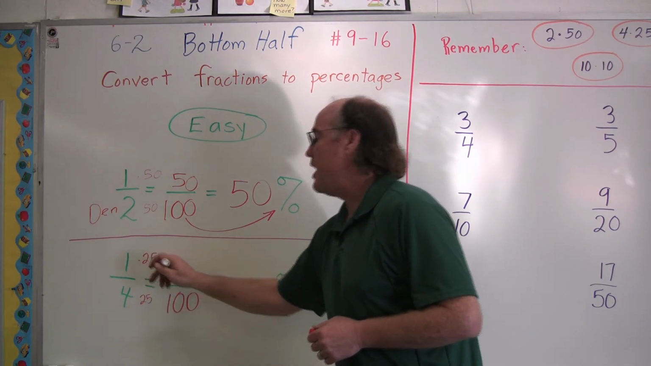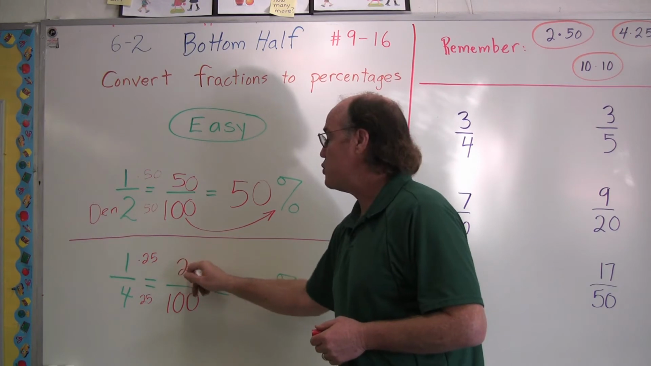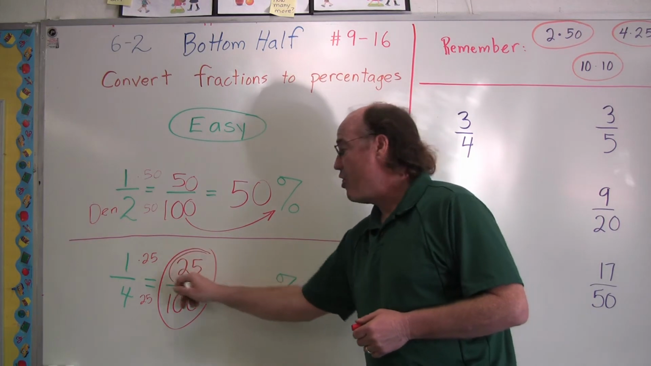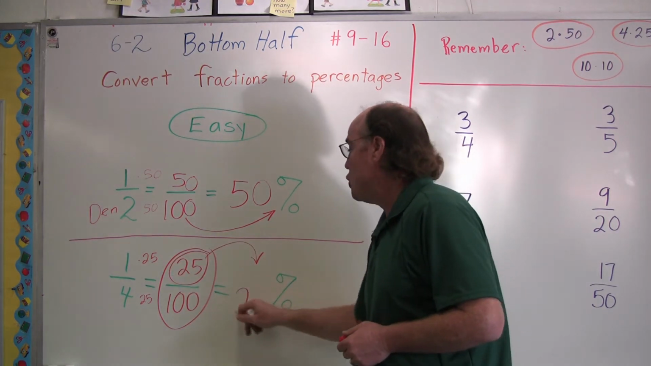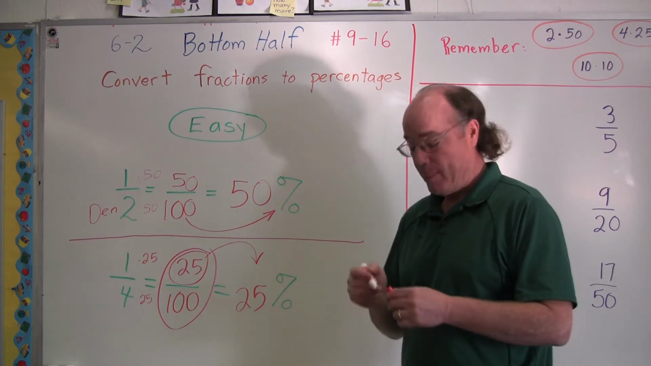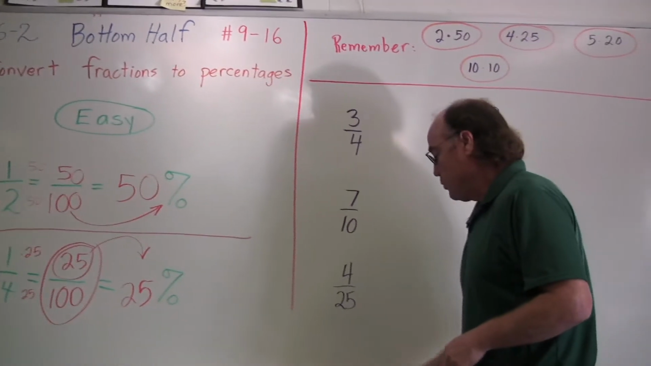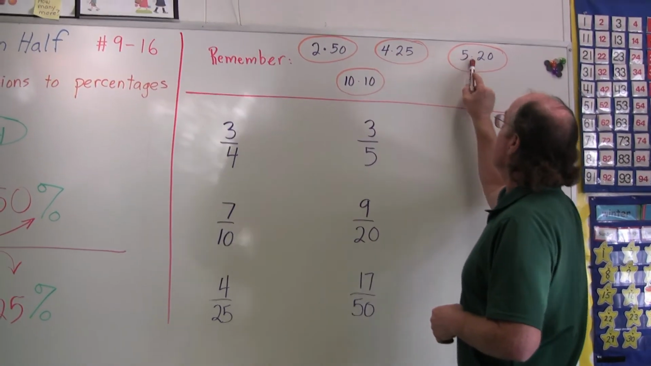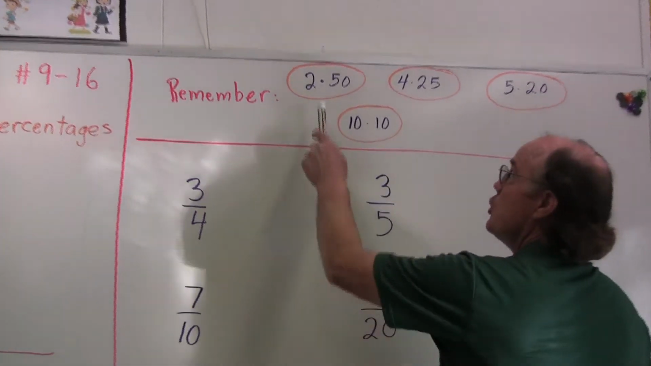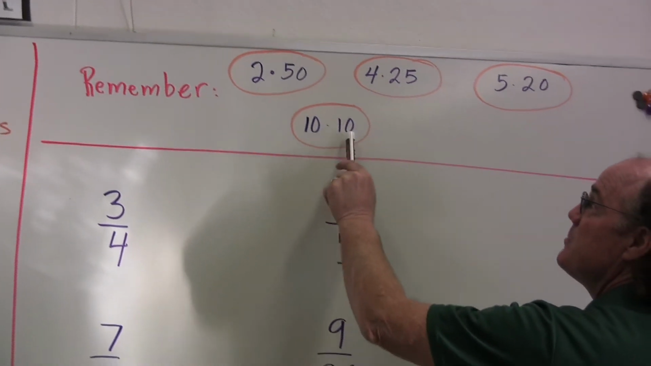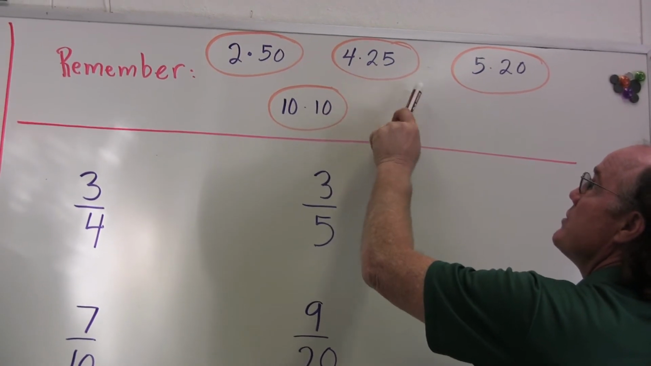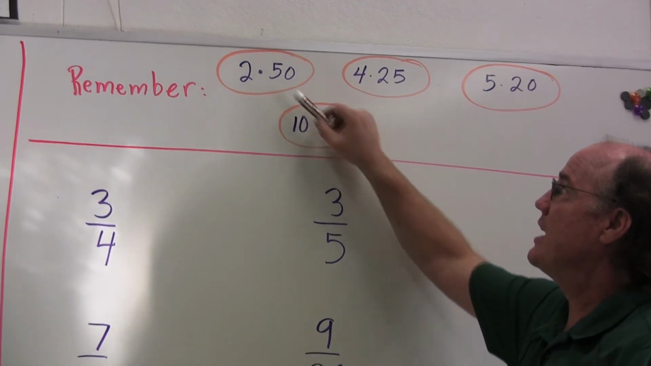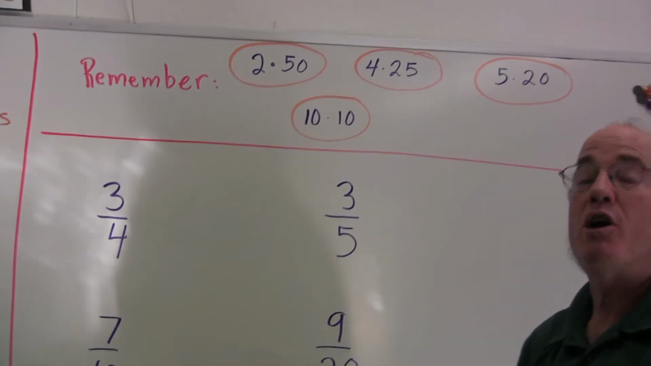So we multiply the top by the same thing. 1 times 25 is 25. Now anytime you have a number per 100, that number is automatically your percent. Okay? Now as we move across the board, let's remember these 4 little combinations. 2 times 50 is 100, 10 times 10 is 100, 4 times 25 is 100, and 5 times 20 is 100. So all of these numbers can be divided evenly into 100 on the bottom.